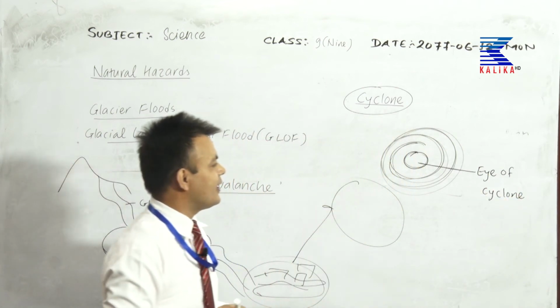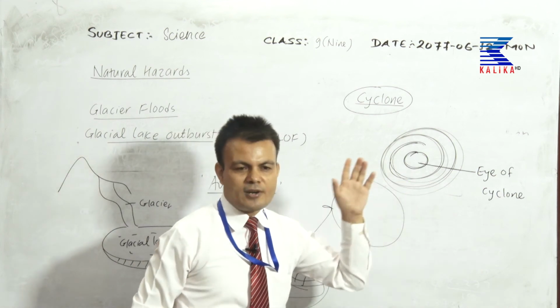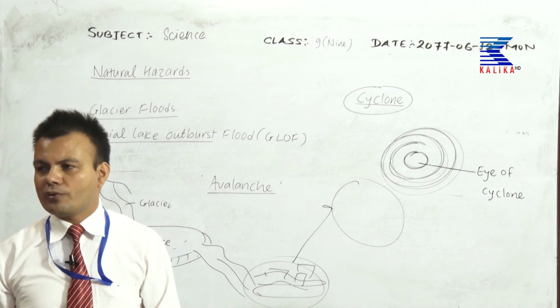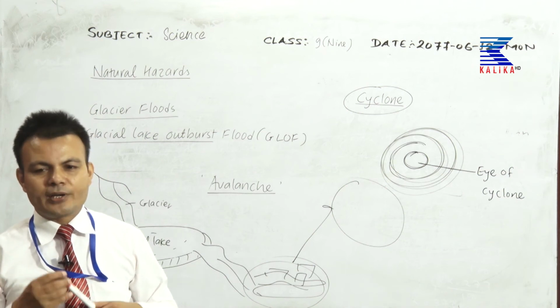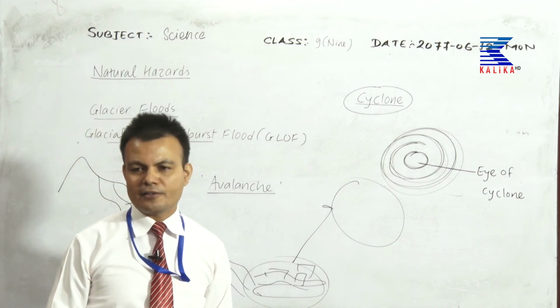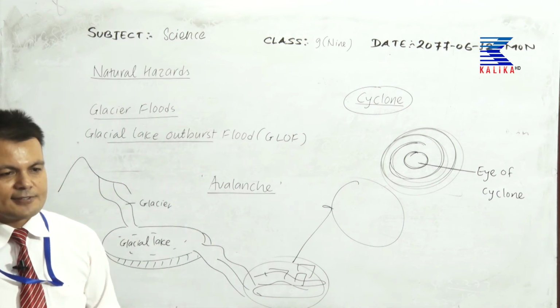The eye of the cyclone is circular in structure. The size of the eye determines how strong the cyclone is. The bigger the eye, the weaker the cyclone, and vice versa. It means the smaller the eye, the more powerful the cyclone is.